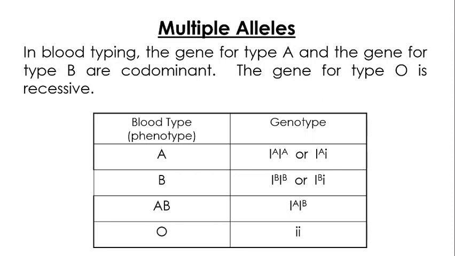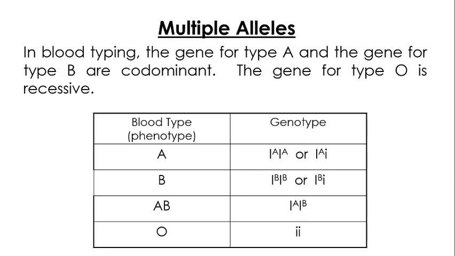But type A and type B are co-dominant. Now, the chart below will show you the phenotype and genotype of each blood type. Remember, we have four blood types: type A, type B, type AB, and type O. Those are the phenotypes. If we examine their genotypes, you will notice that for type A and type B, there are two possible combinations of the alleles to get the phenotype for type A and type B.